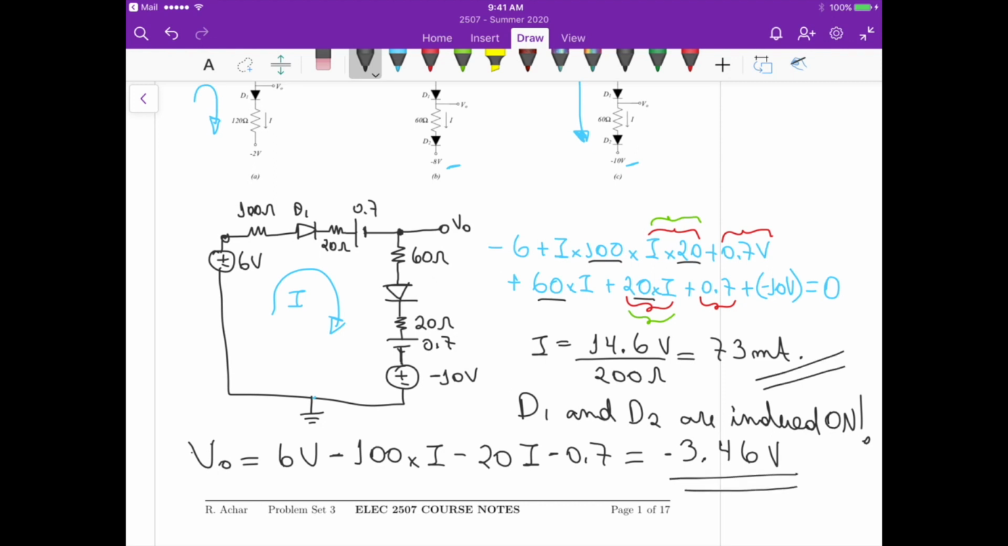And for the other ones, you can apply the same methodology. Just remember to take care of the resistors and the voltages, depending on each model that you are using. And always verify whether the direction that you assigned for the current gives you a positive or a negative value. If you get a negative value, it means the current is flowing in the opposite direction. And if that was the case for this particular circuit, then we wouldn't have the diodes on. They would be off. Okay.